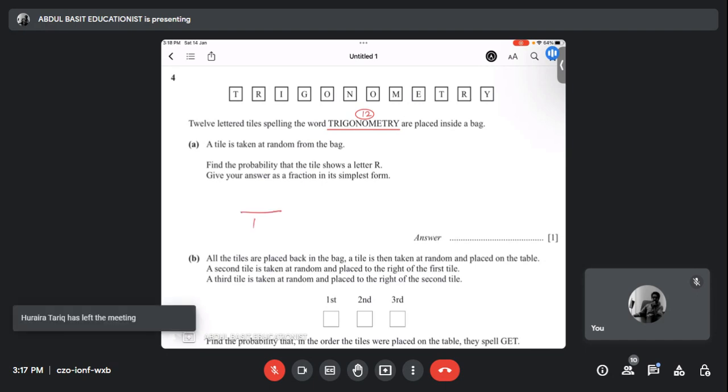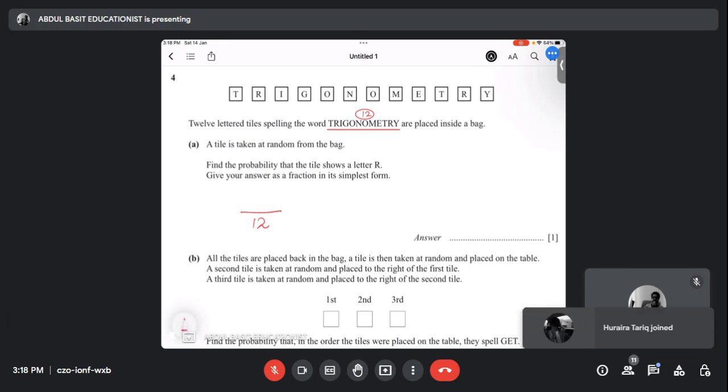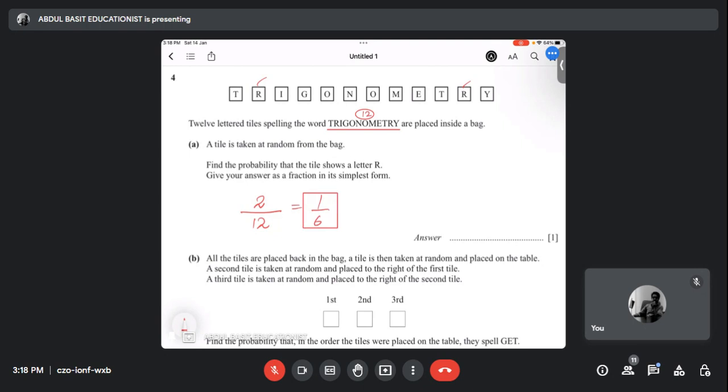There are a total of 12 letters. Agree? And out of 12 letters, how many letter R's do we have? Count it, please. 1, 2. We have two letters written R. Agree? So it would be 2 by 12, which is 1 by 6. Right, Hurera? So the probability of getting a tile that shows a letter R. So give your answer as a fraction in the simplest form. So that is the reason 1 by 6 is the simplest form. Rida, do you get this? Hur and Noor?